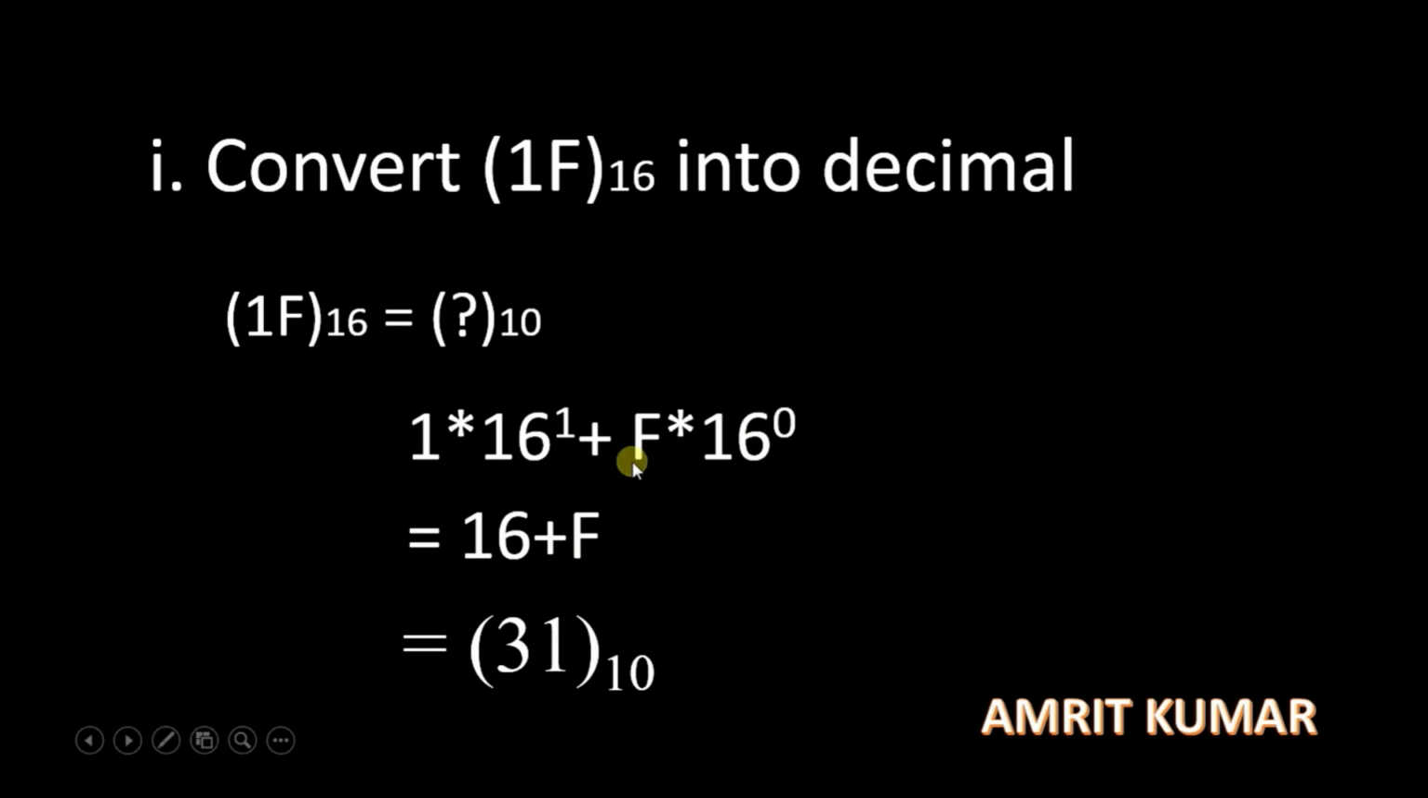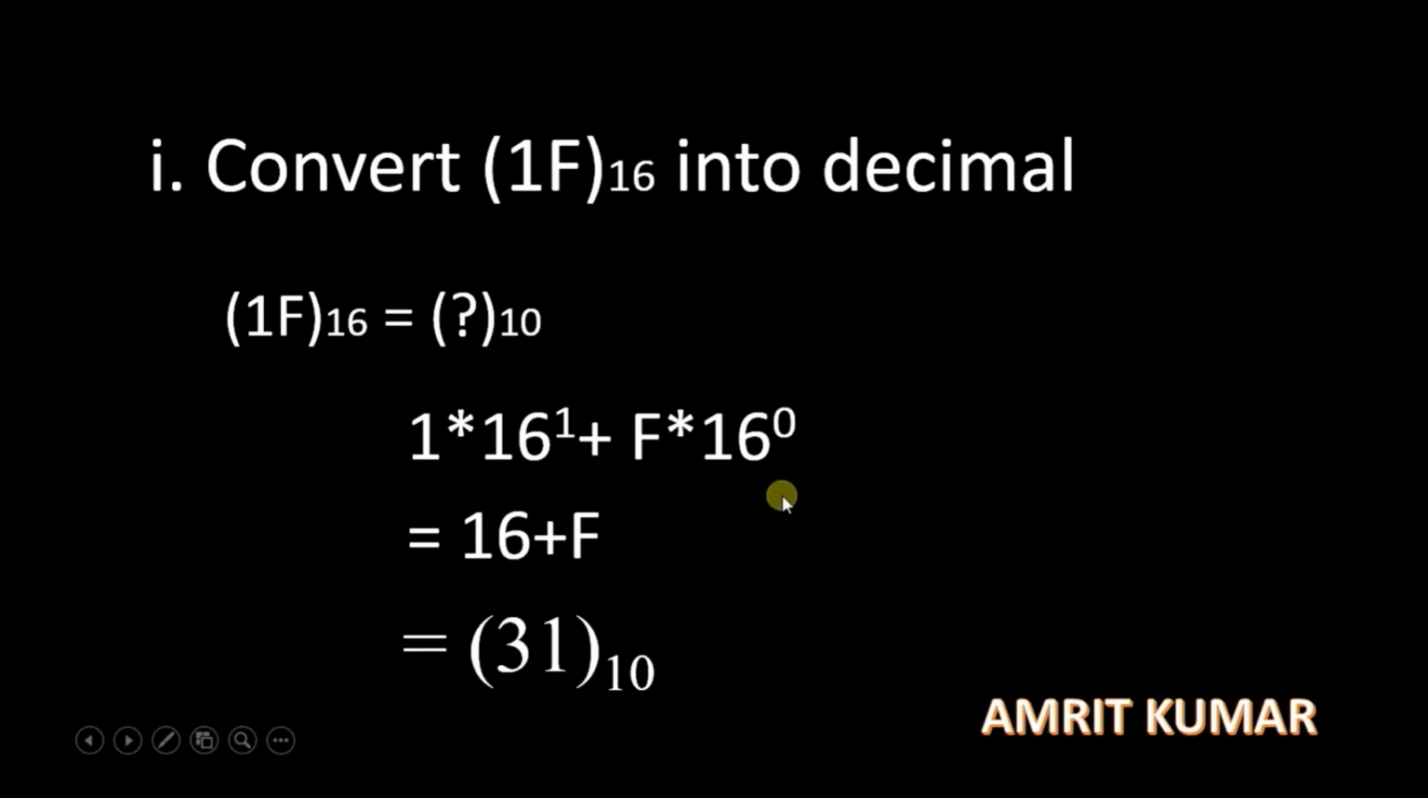So we have to multiply f with 1, that is going to give us f, and we know the value of f in hexadecimal is 15. So 16 plus 15 is going to be 31. So this is the 31 whole base 10. Here the base is 10, therefore it is a decimal number. So I have converted my hexadecimal number into a decimal number.